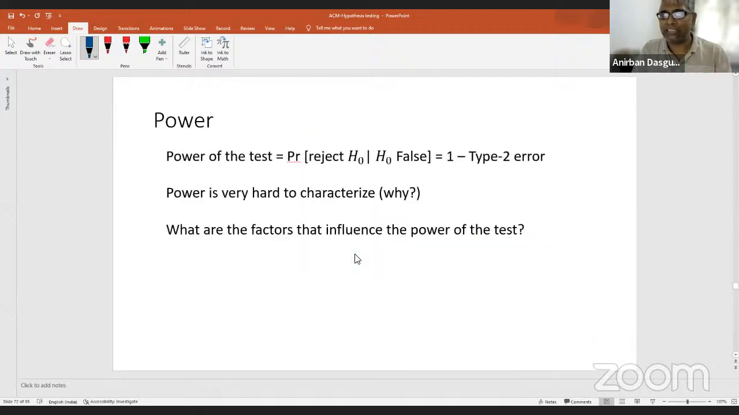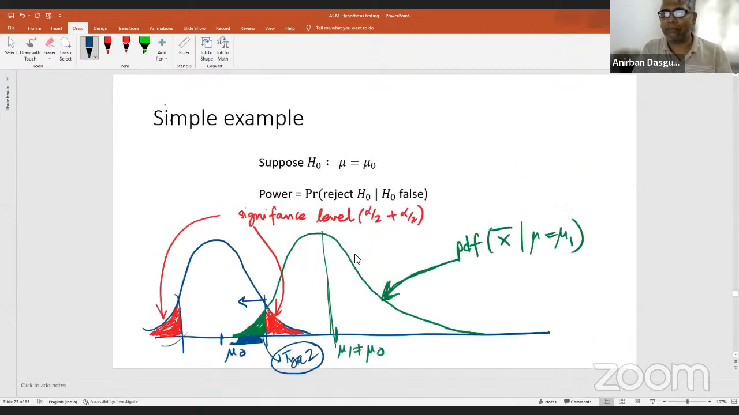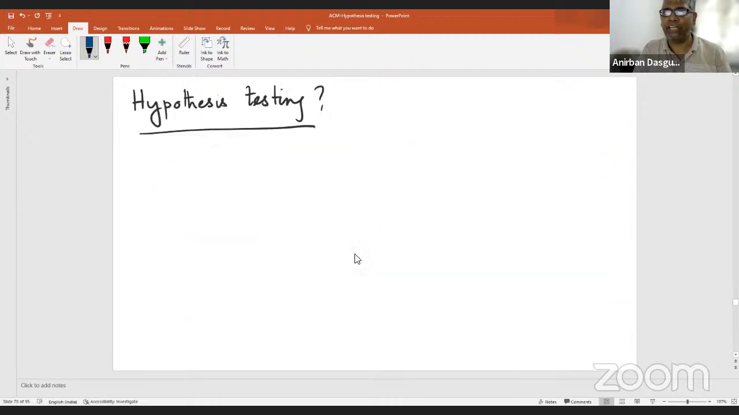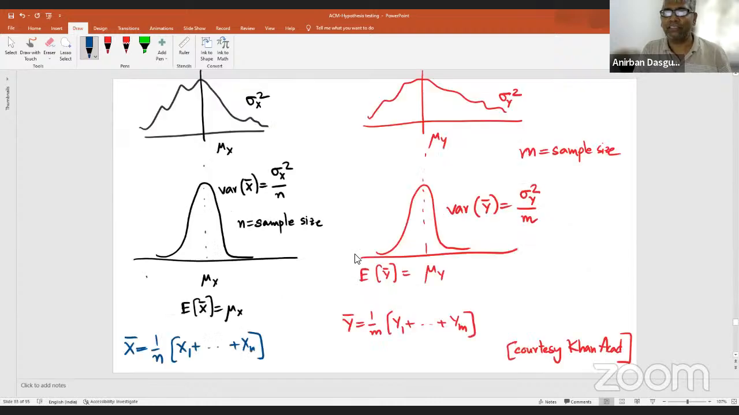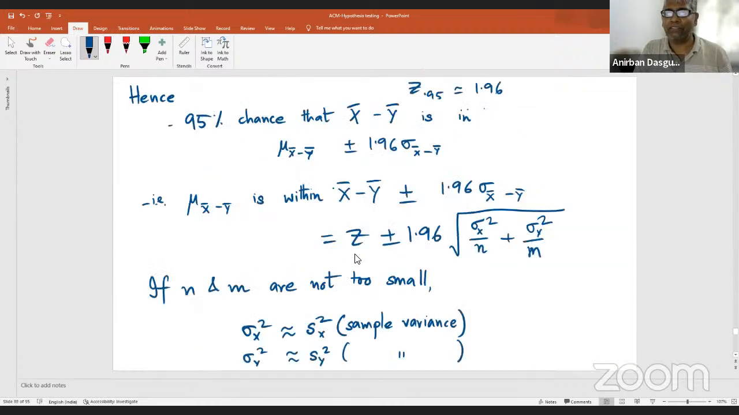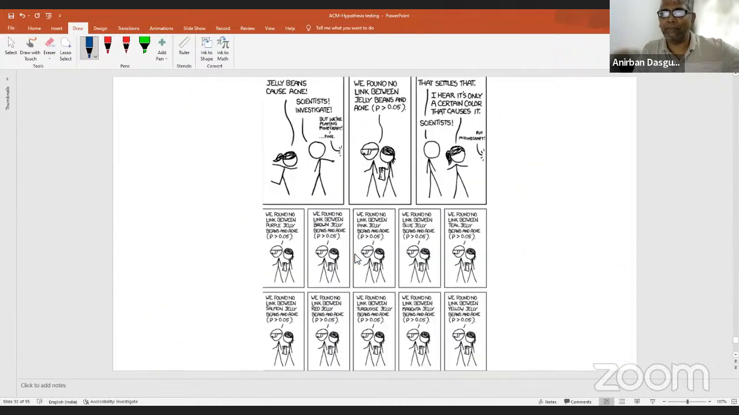I'll share the slides. Okay, a simple example, so I don't want to take up too much time. Here's a cartoon I've been promising, and I end with this. This is XKCD. If you don't see that, you should totally go and read it. Suppose somebody comes to say that jelly beans cause acne. They're scientists, so let's investigate.